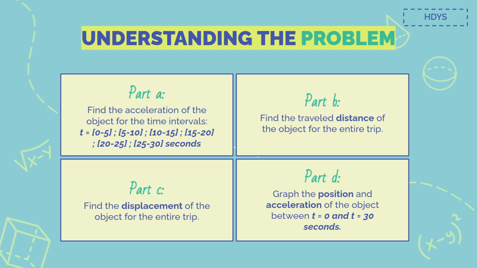Part B, find the traveled distance of the object for the entire trip. Now we have a keyword here that we'll be looking at later, distance. In part C, the same thing, except we're trying to find the displacement, also a keyword. Finally, they want us to graph the position and acceleration of the object between t equals 0 and t equals 30 seconds. So basically, the position and acceleration of the object throughout the whole time.